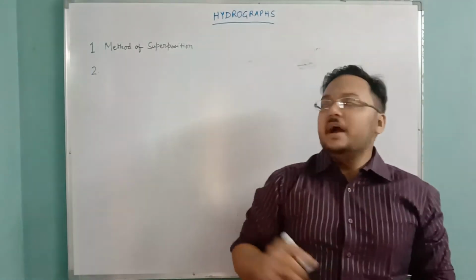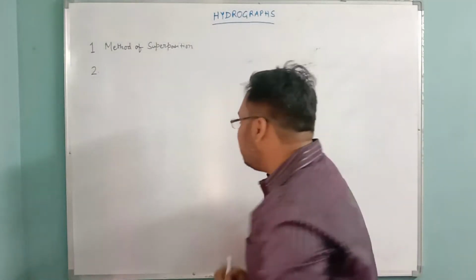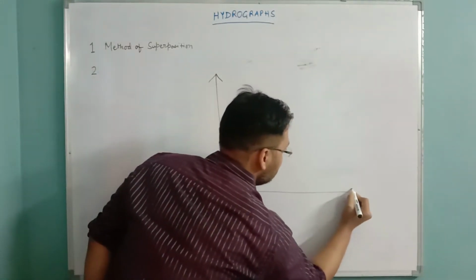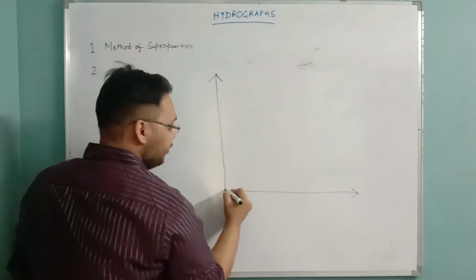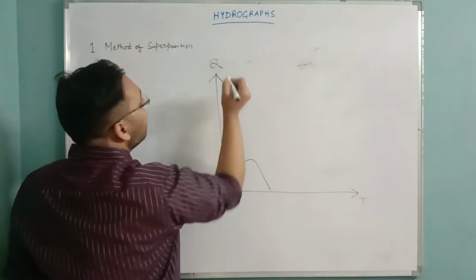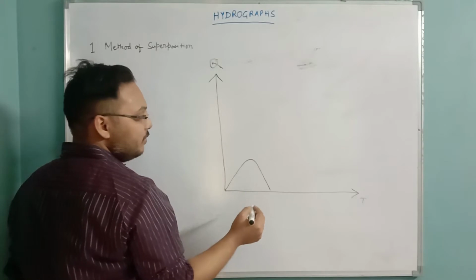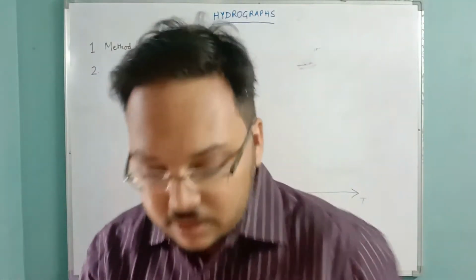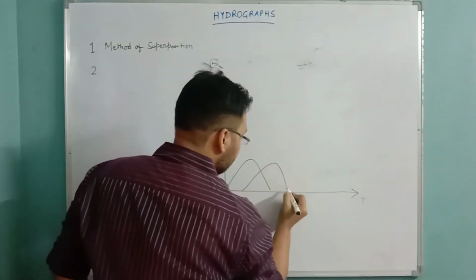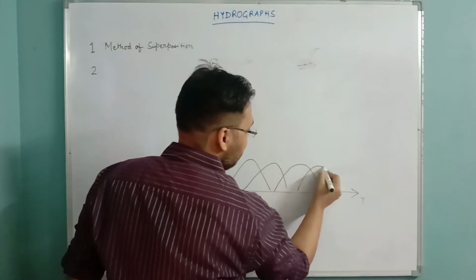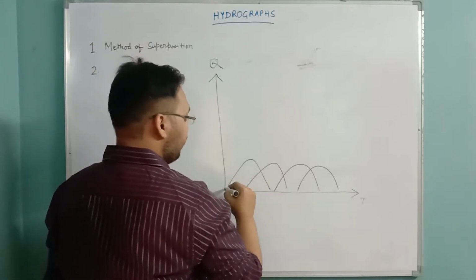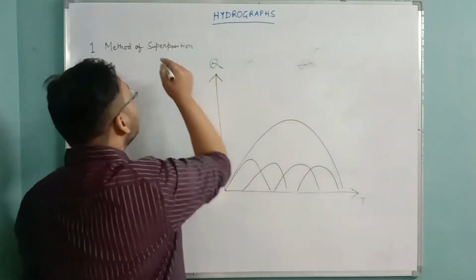So in the previous part, we learned about the method of superposition, where, if we had a particular unit hydrograph, this is time and this is discharge, what we used to do was lag it, and then we used to find the superposed of all of these. This was the method of superposition.